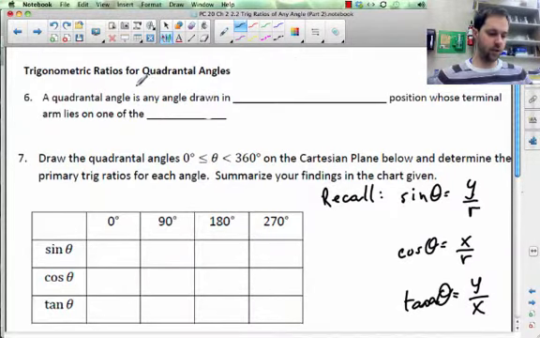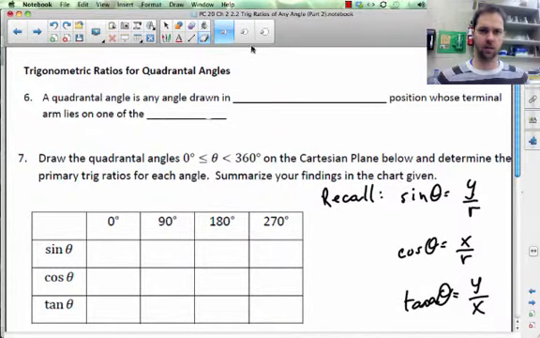So, trigonometric ratios for quadrantal angles. This information is found on page 93 in your textbook. So you can take a minute and fill these in, and then come back and check out the answers. So try to do this entire chart before you unpause the video and look for the solutions. Okay, so go ahead and hit pause now.